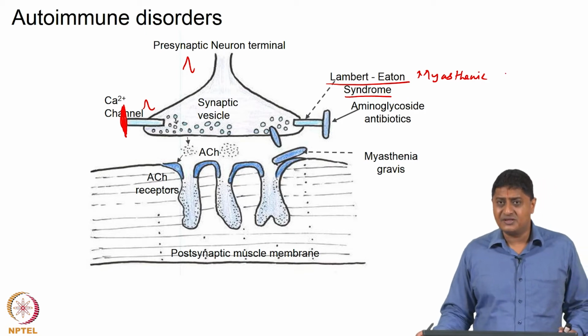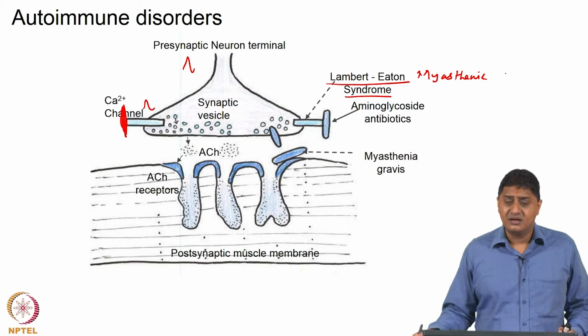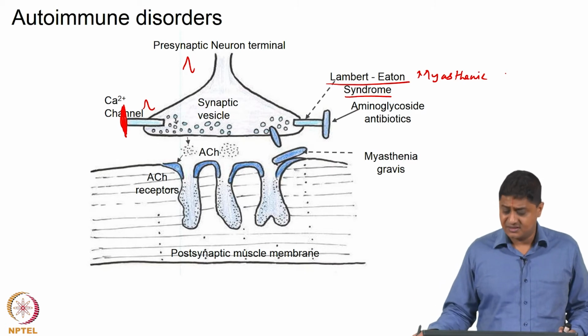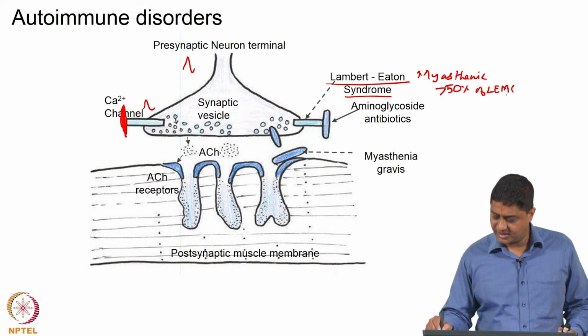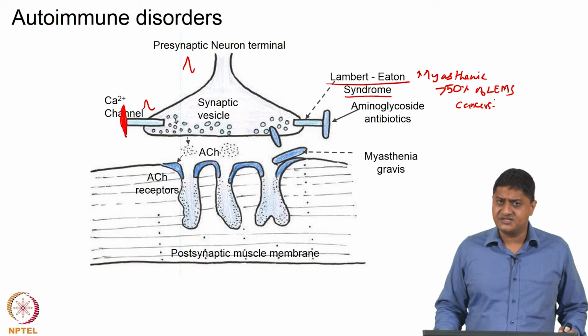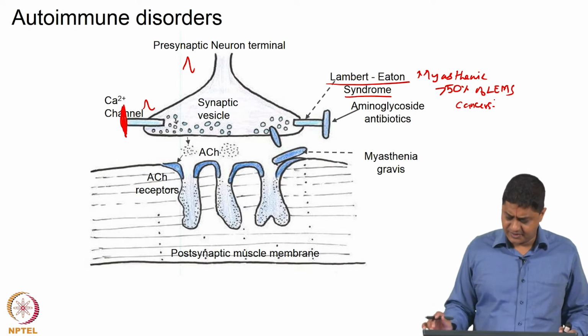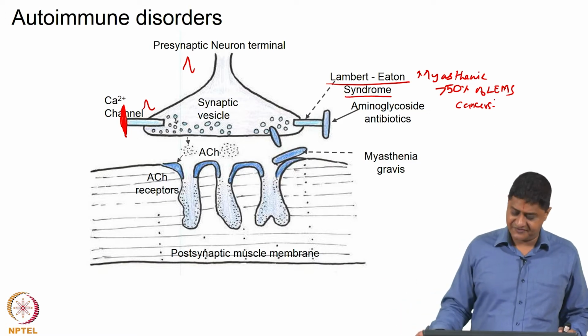Usually this happens as a side effect, as one of the problems associated with cancers. In about greater than 50% of Lambert-Eaton myasthenic syndrome cases, the cause is cancer. But there are other variants of this disease that also happen without a cancer. In many cases, this is due to a side effect or one of the other effects of cancer.